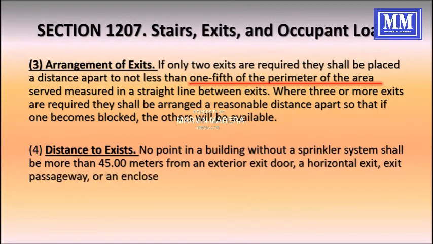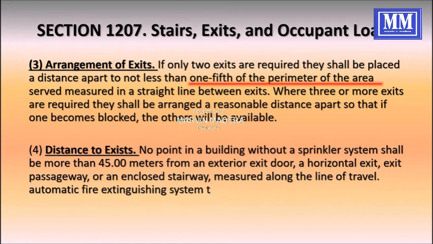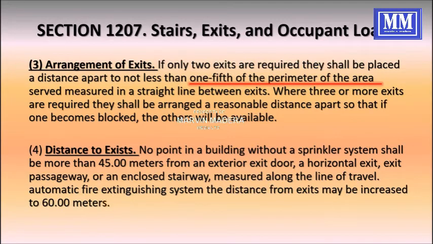Distance to exits. No point in a building without a sprinkler system shall be more than 45 meters from the exterior exit door, a horizontal exit, passageway, or enclosed stairway, measured along the line of travel. With an automatic fire extinguisher system, the distance to the exits may be increased to 60 meters.